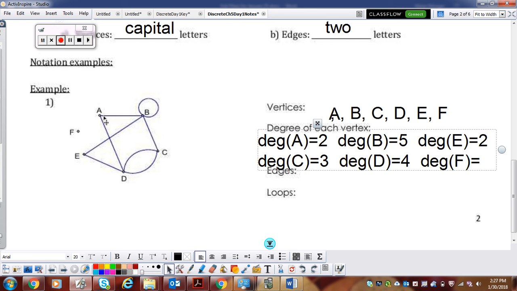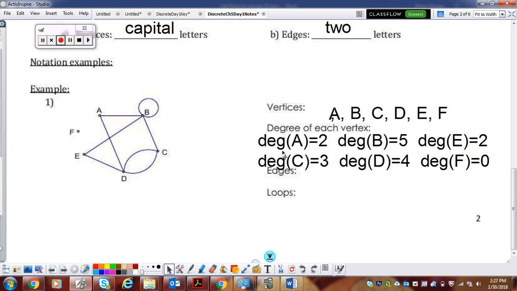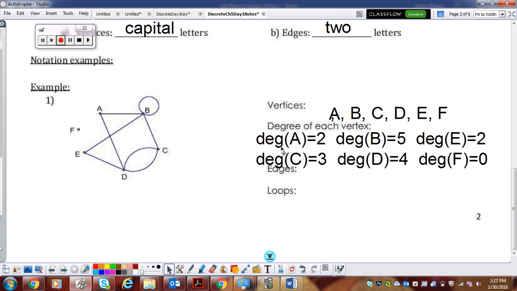Now, if you notice, we do have F. F is a vertex that's not connected to everything else. We can say that this is a disconnected graph. So the vertex F has a degree of 0 because there's no lines coming out of it. Okay? So that is how we are going to notate degree.